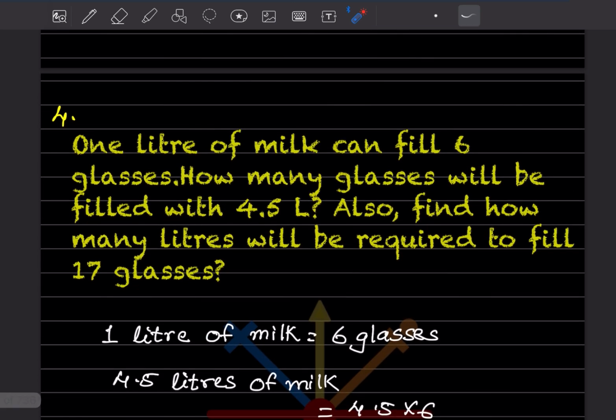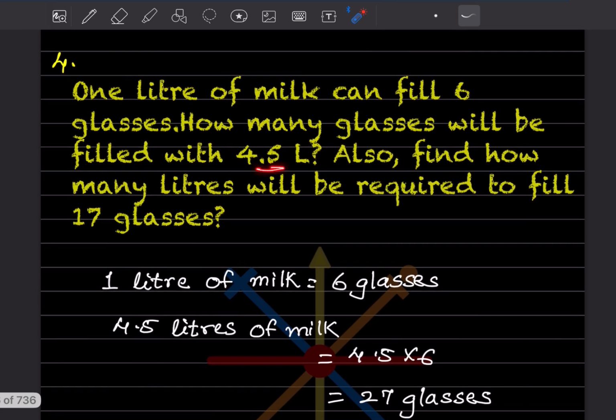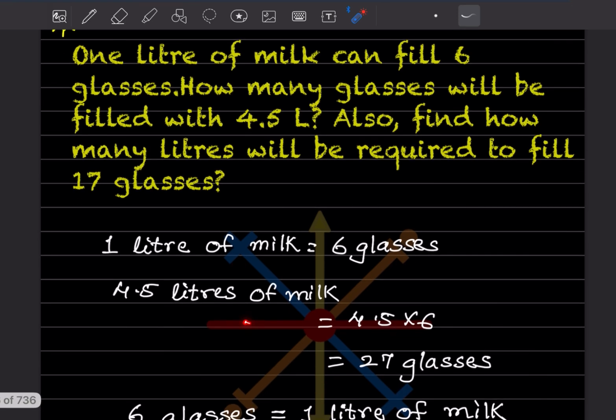1 liter of milk can fill 6 glasses. How many glasses will be filled with 4.5 liters? Also find how many liters will be required to fill 17 glasses. So 1 liter of milk is 6 glasses. So 4.5 liters of milk will be 4.5 into 6, that is going to be 27 glasses.